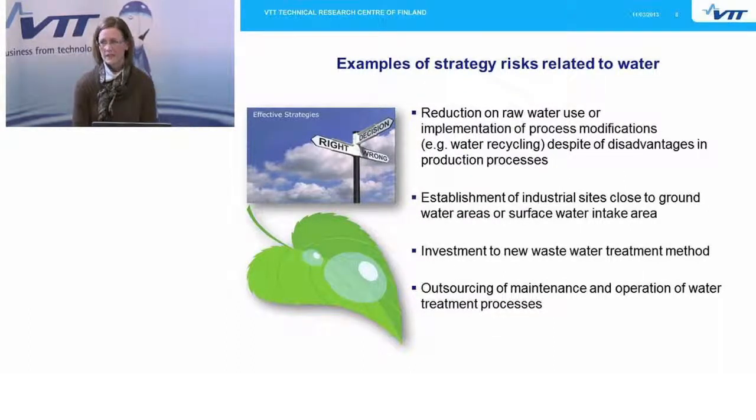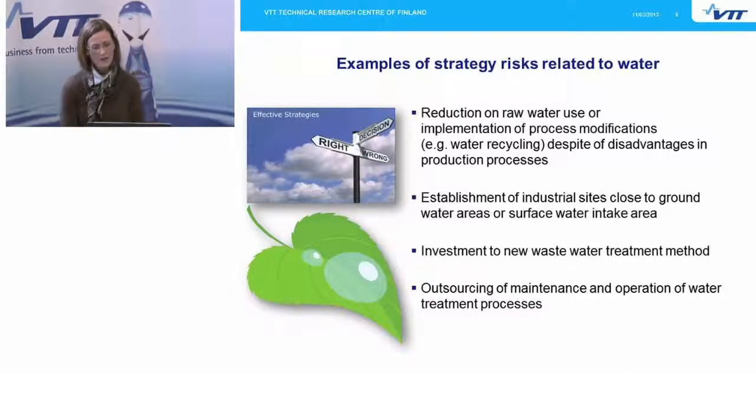Or if we decide to establish an industrial site close to groundwater areas, where of course if we have leakage of hazardous substance, there might be a contamination of drinking water. Same goes with if we establish the industrial site close to a surface water intake area. Or if we want to invest in a new wastewater treatment method that we are not very sure how it actually acts. So do we actually meet the limits of the environmental permit?